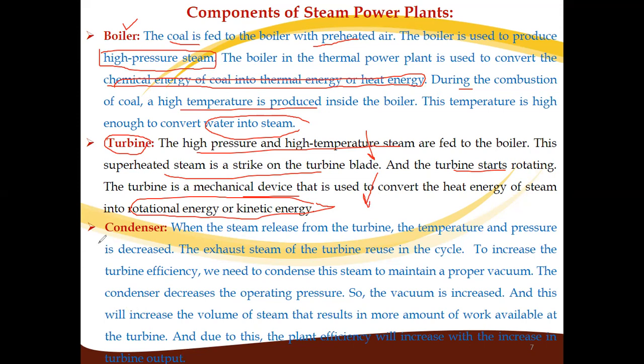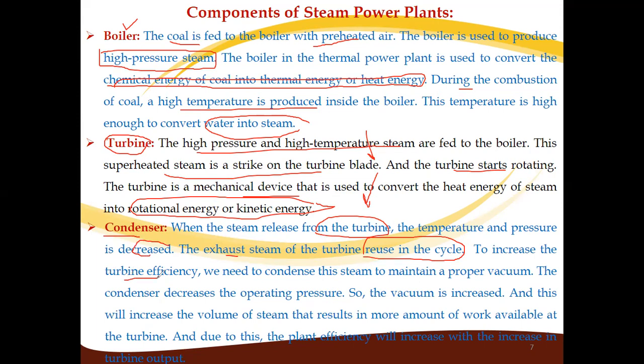Now we have another part that is called a condenser. When steam is released from the turbine, the temperature and pressure get decreased. And this exhaust steam of the turbine, we can use in the cycle. Now, why use this exhaust steam? To increase the turbine efficiency.